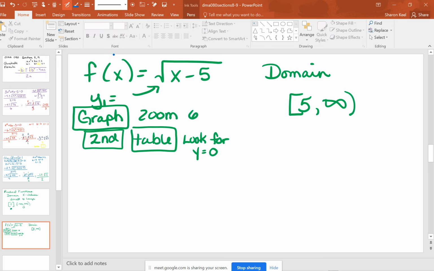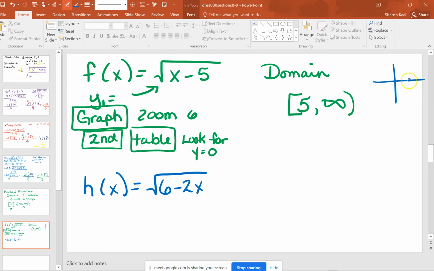Let me give you another one. Let's say we have h of x is equal to the square root of 6 minus 2x. And up here, let me just sketch a graph because it started here and then it went off the page. Or actually, I'll do it in green. And then when I do the one down here, we'll look at this one.